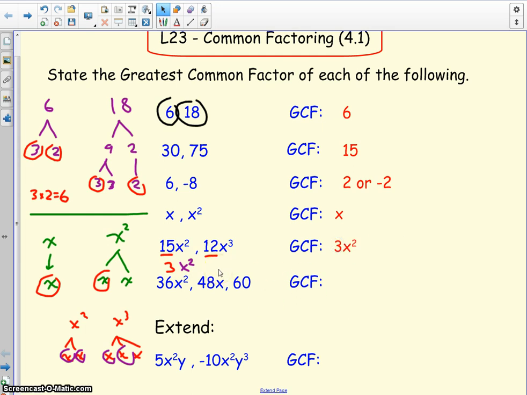Okay, and you can keep going. You can try the rest of these here. You can try this one. It has 36x squared, 48x, and 60. Now we have 3 terms. So what's common between all 3 of them? Well, you can't take out an x because the 60 here doesn't have an x, but you can take out what's common between 36, 48, and 60, which is going to be 12.